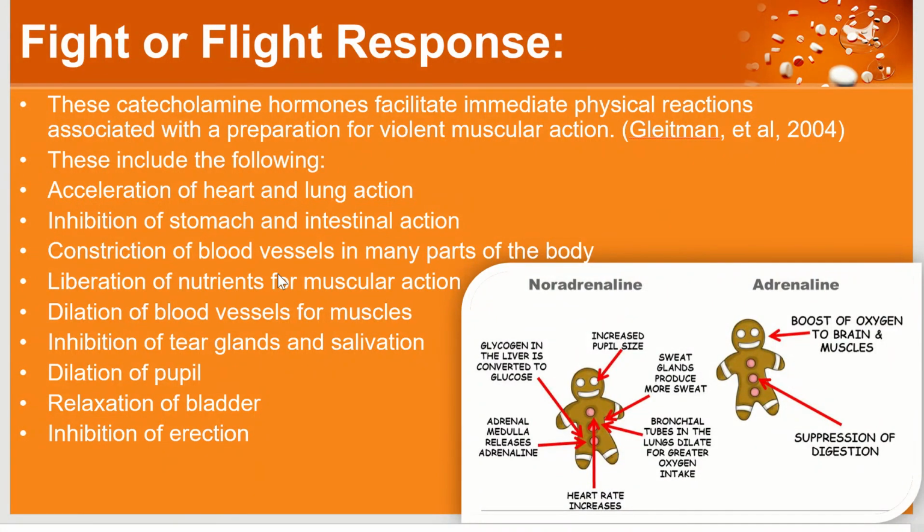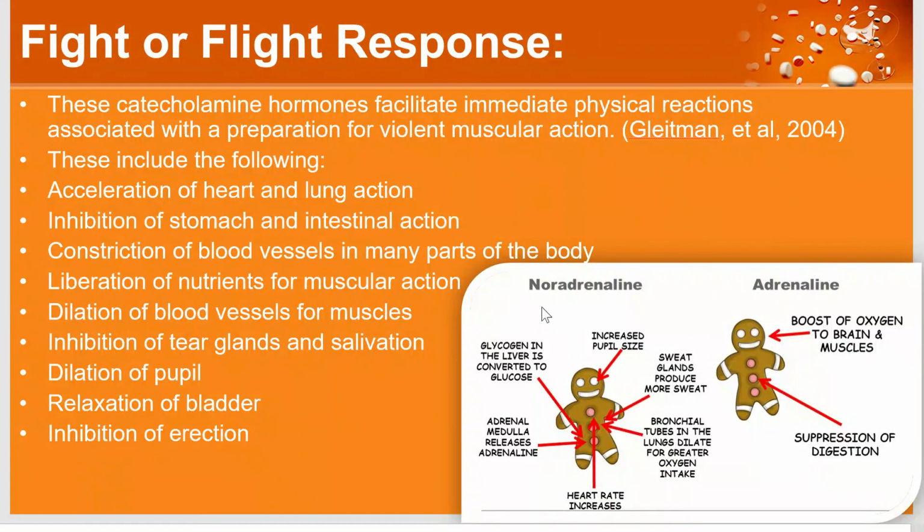All right, so what actually happens during these fight or flight responses? Well, these catecholamines that we just looked at earlier, these hormones, facilitate immediate physical reactions associated with a preparation for violent muscular action. So what happens? You have acceleration of heart and lung action. You have inhibition of stomach and intestinal action. You have constriction of blood vessels in many parts of the body. You have liberation of nutrients for muscular action. You have dilation of blood vessels in muscles, inhibition of tear glands and salivation. You have dilation of your pupil, relaxation of your bladder, inhibition of erection. So all of these things happen under the fight or flight response.